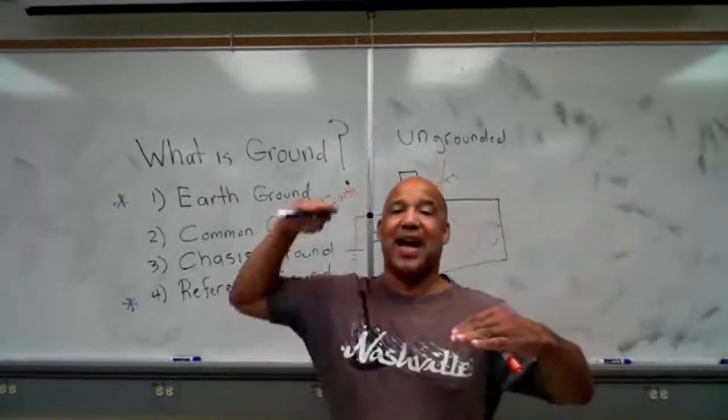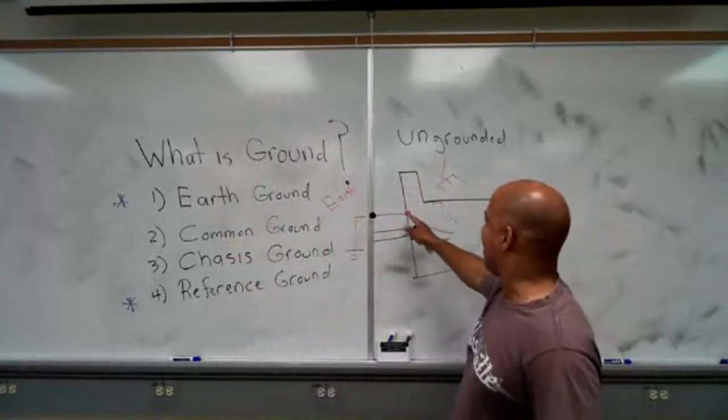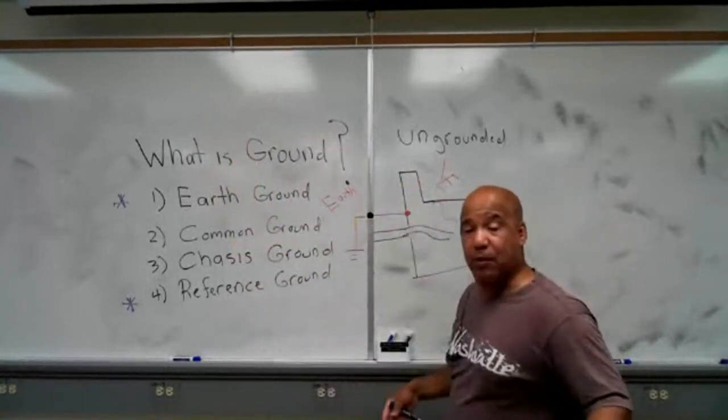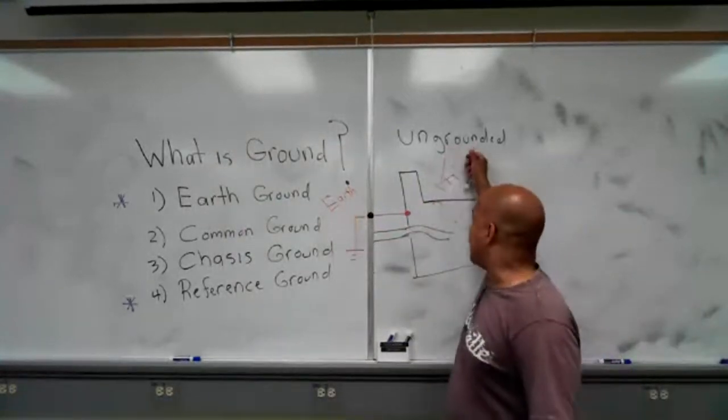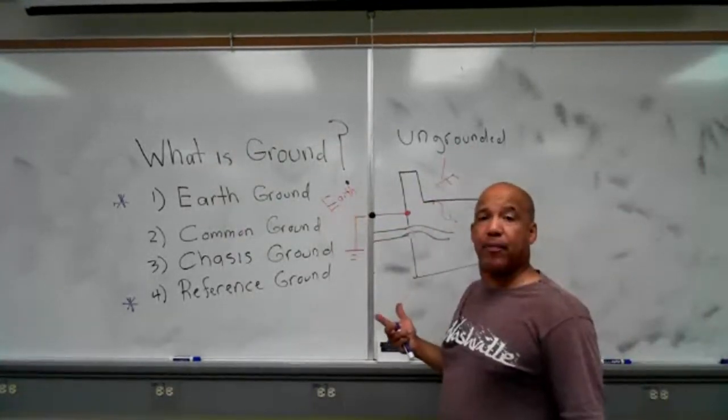Current can only flow when something's at a higher potential. But by connecting that wire to earth ground, you force it to be at ground potential. And if I'm already at ground potential, when I touch it, current has no reason to flow through me.